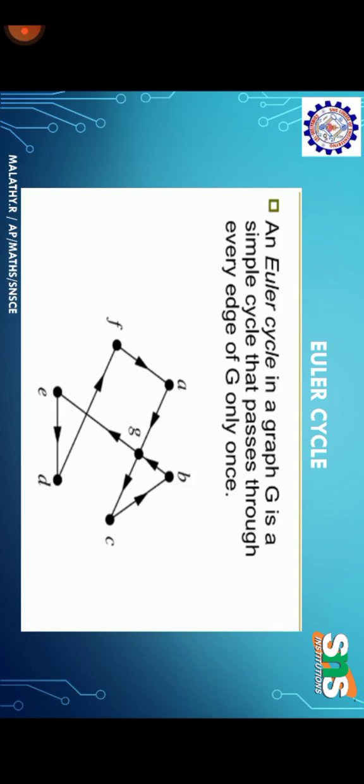Next one is Eulerian cycle. For an Eulerian cycle we should know one thing: we always look at edges alone. In the graph, if we have a number of edges, all the edges should occur only once. So this is called an Eulerian cycle. An Eulerian cycle in a graph G is a simple cycle that passes through every edge of G only once.